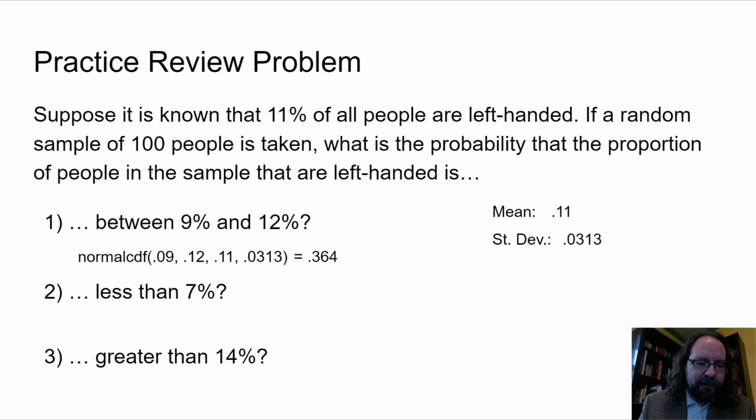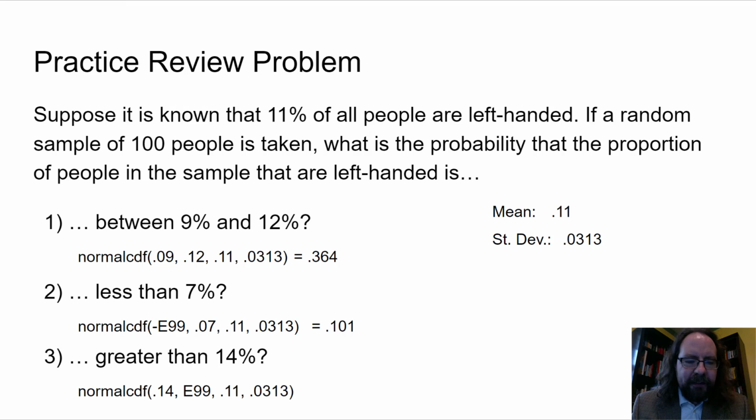For less than 7%, since that's a left tail, our left bound's going to be negative infinity, our right bound's going to be the 7%, our mean and standard deviation are the same, and that comes out to about 0.101, a little more than 10%. And finally, greater than 14%, since that's a right tail, our upper bound will be positive infinity, but our left bound will be the 0.14. Our mean and standard deviation are the same.